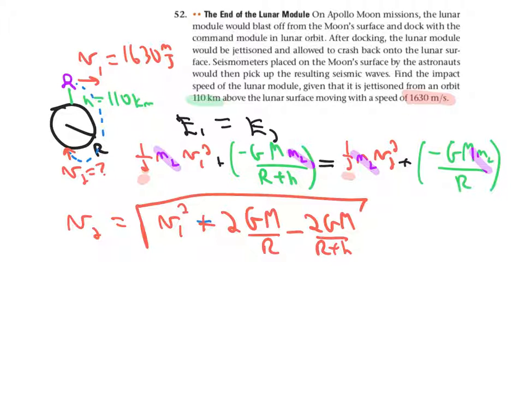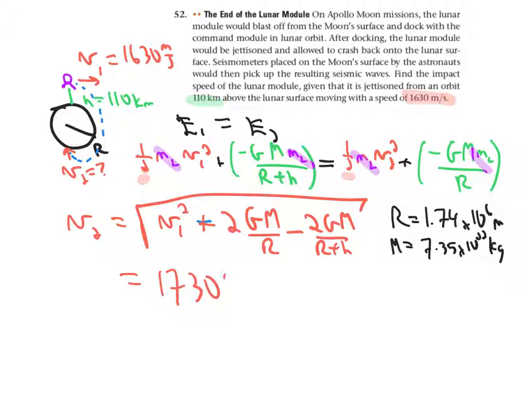Here we'll need to go to our source, such as maybe Google or the back of the book, and remember that we get the radius of the moon is 1.74 million meters, and the mass of the moon is 7.35 times 10 to the 22 kilograms, and if we plug all of those things in, we end up getting 730 meters per second.